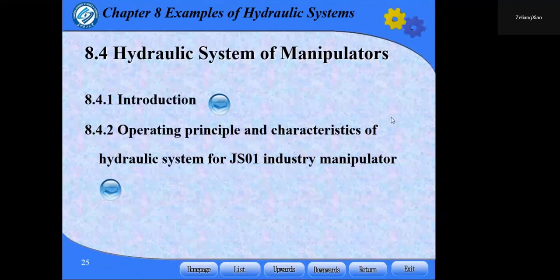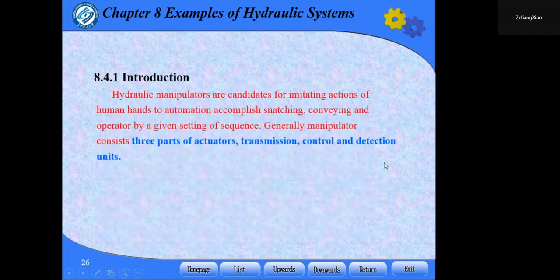The last section of this chapter is the hydraulic system of the manipulator: its action and operating principle, and the characteristics of the hydraulic system for the manipulator. See the introduction.